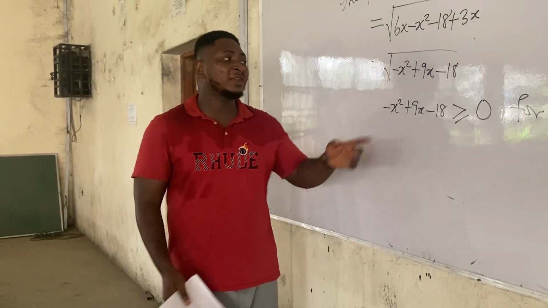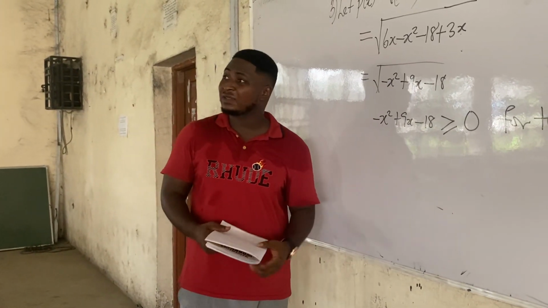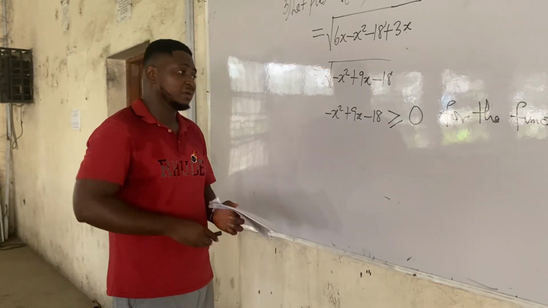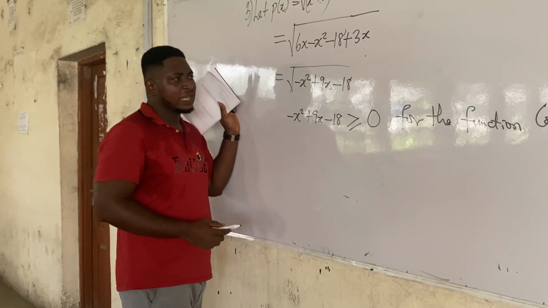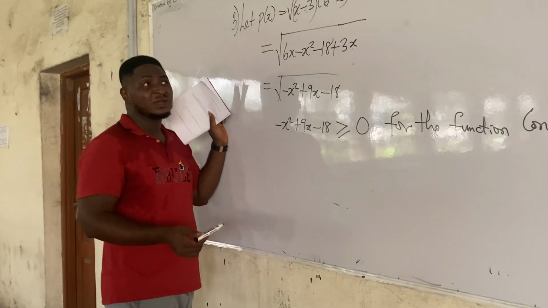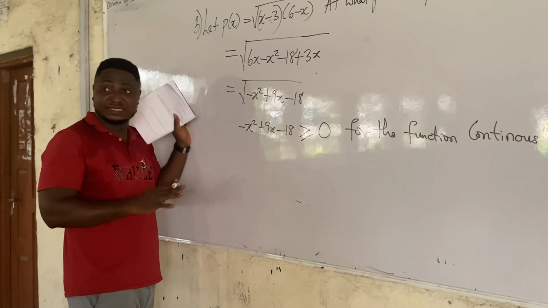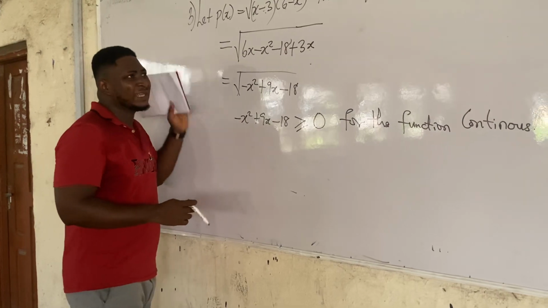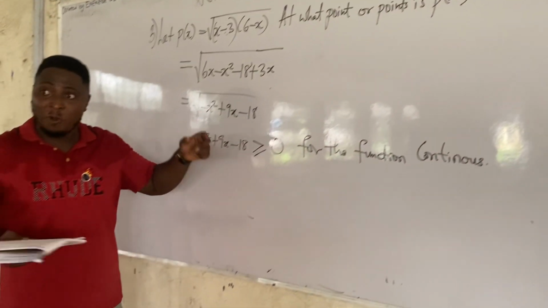So class, any number inside this place must be greater than or equal to 0 for the function to be continuous. So let us find the range that will make this function continuous. Class, but actually I will have to find the points at which it should not be continuous, right? We'll first find the points that will be continuous, and every other point apart from those points will be discontinuous. That's why they say point or points, right? And it could be more.